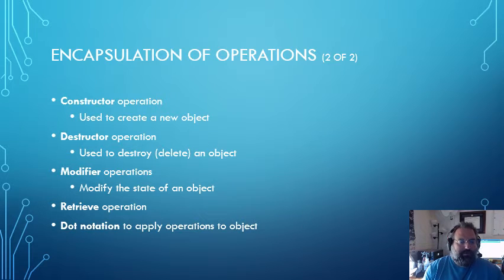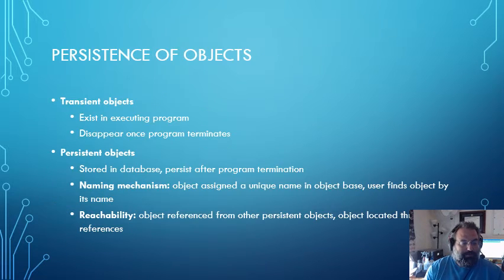Encapsulation of operations: you have a constructor operation. This is used whenever an object is being created to initialize the state to some anticipated or desired state, and often supplied with parameters. A destructor operation is something that is used to destroy or delete an object, to clean up. A modifier operation is something that modifies the state of an object or changes it in some way. So it's essentially something that allows for manipulation of the values associated with the various fields within the object. A retrieve operation, and a dot notation to apply operations to an object.